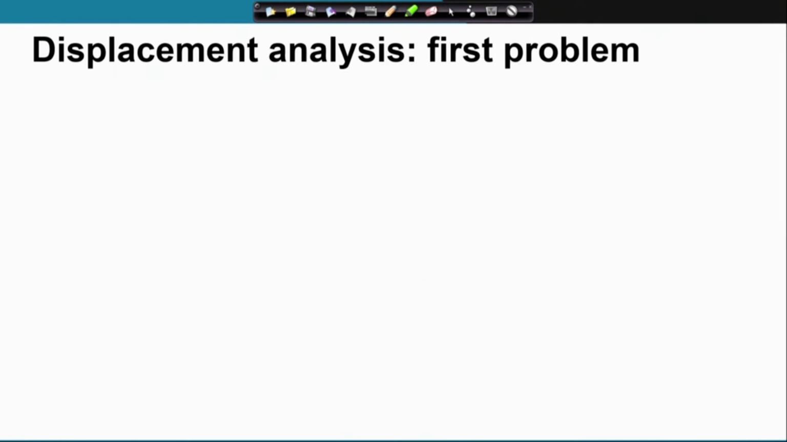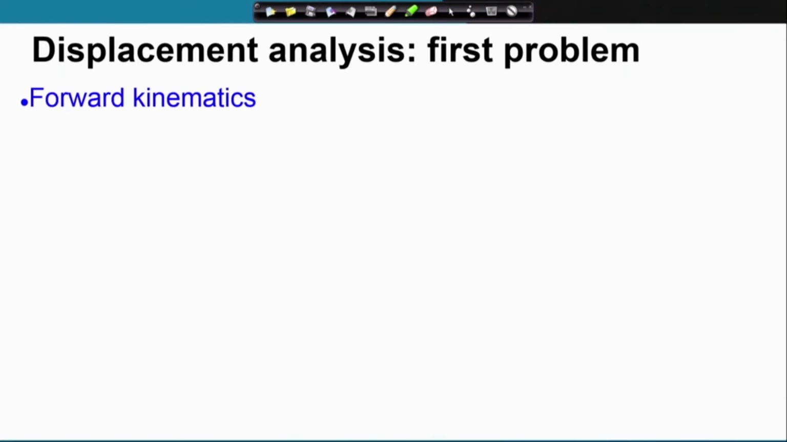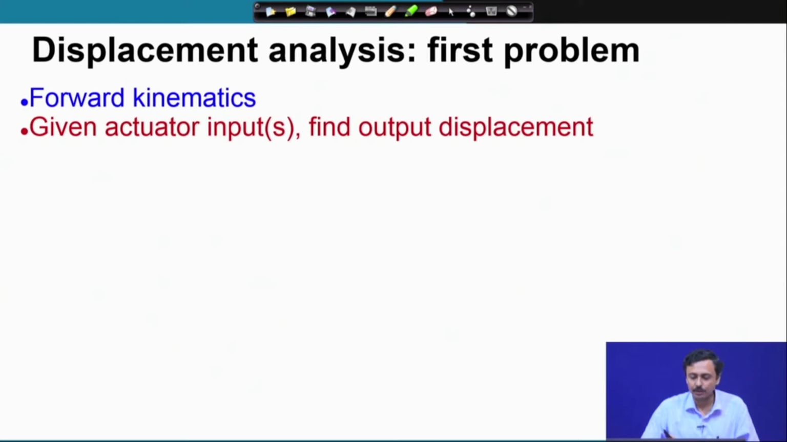Now, there are two problems in displacement analysis, as I was mentioning. The first problem is, given the input, that means given the actuator motion, it could be an angle, it could be the throw of the hydraulic actuator, what will be the output? So, for example, if I say that this angle should be 0 degrees and this should be 90 degrees, where is my hand? This is called the forward kinematics problem or the direct kinematics problem. So, forward kinematics problem: given the actuator inputs, find the output displacement. So, where is the output?